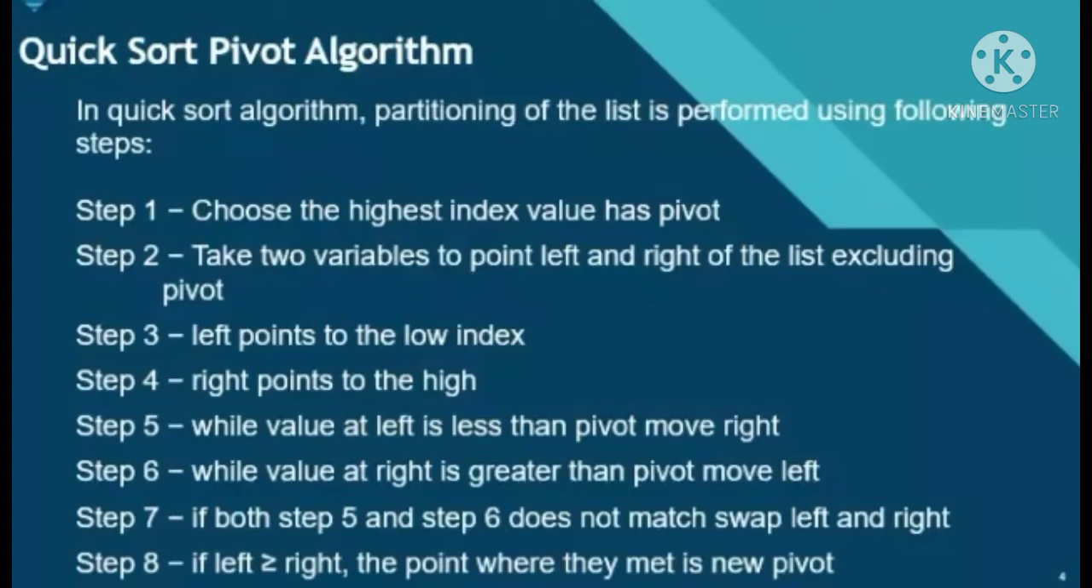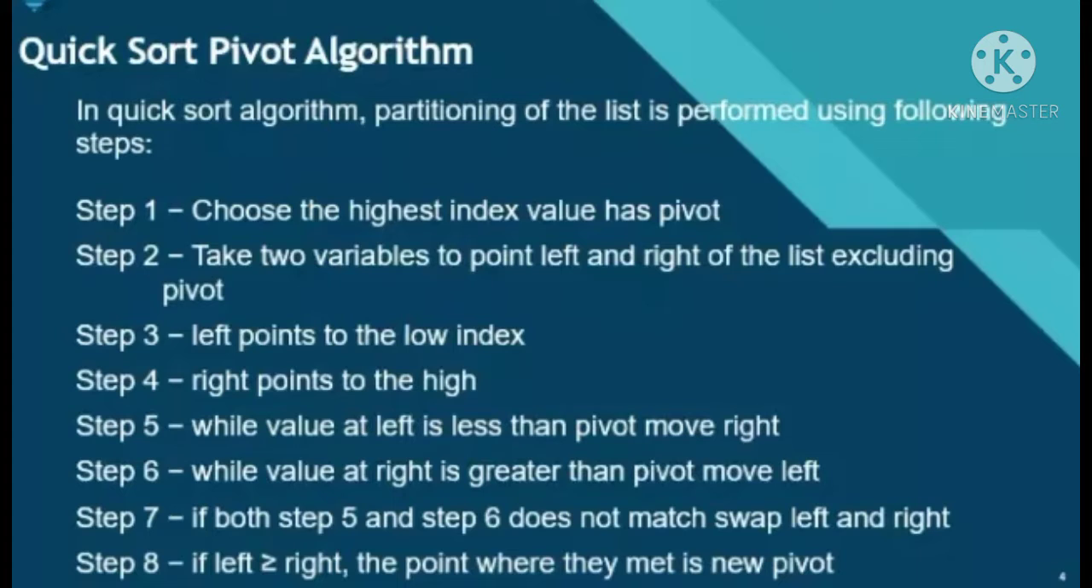QUICKSORT pivot algorithm. Based on our understanding of partitioning in QUICKSORT, we will now try to write an algorithm for it. In the QUICKSORT algorithm, partitioning of the list is performed using the following steps. Step 1. Choose the highest indexed value as pivot. Step 2. Take two variables to point left and right of the list excluding pivot. Step 3. Left points to the low index. Step 4. Right points to the high.